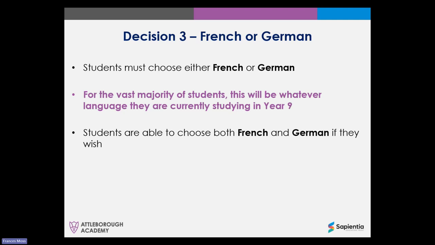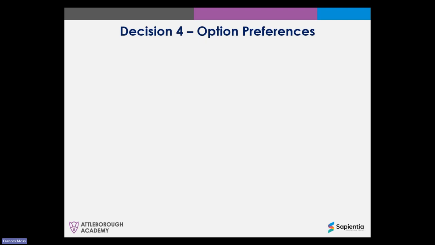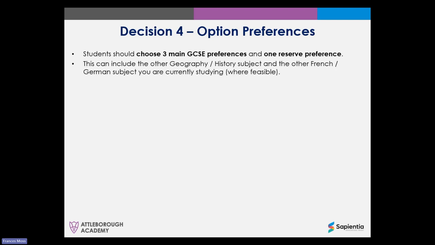Okay, that one's likely to have been quite a shorter conversation, because it will likely be what you're already studying. The fourth decision that you need to make is your options preference. So students will be choosing three main preferences and a reserve preference. You'll get two of your options from that selection.